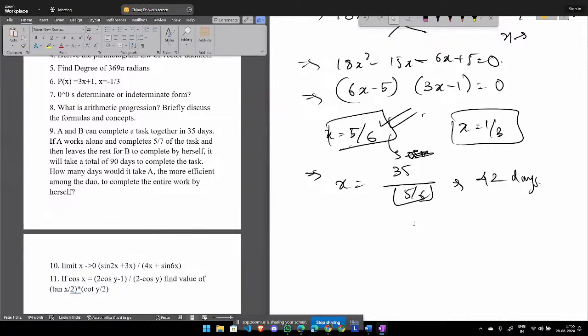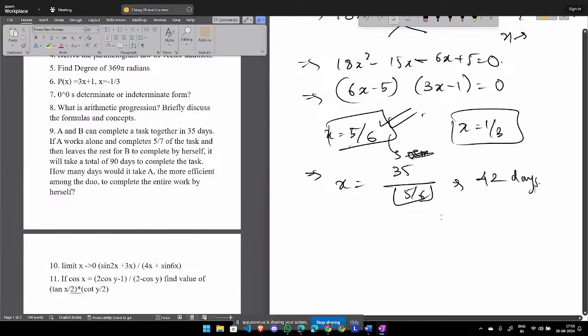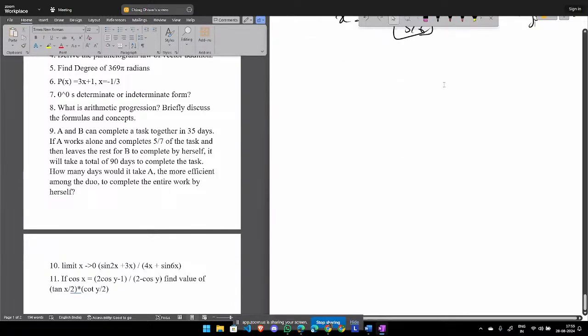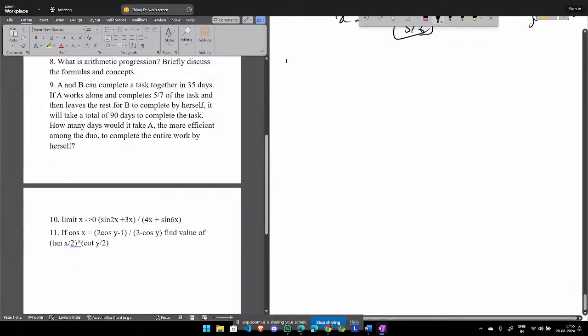Let's move forward. Okay, what is the next question? Question number 10. Very easy question. Limit x tends to 0, sine 2x plus 3x upon 4x plus sine 6x. Okay, nothing to do, this is a very basic, very easy question.